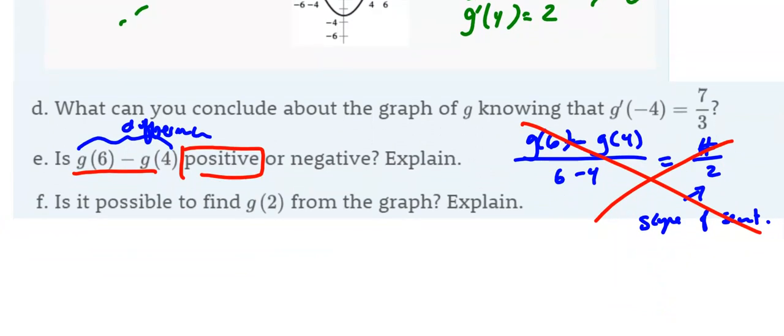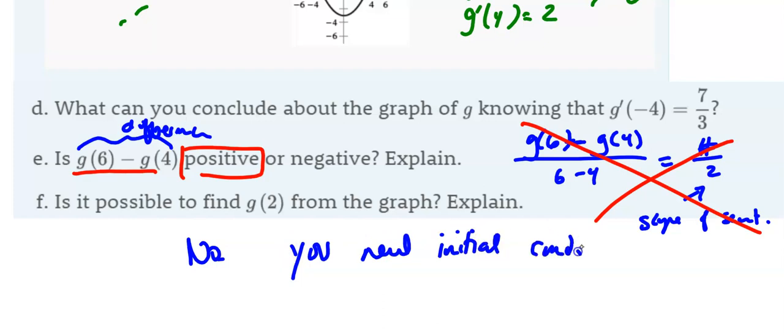F, just quickly, is it possible? No. You need a starting condition. You need an initial condition. And that's going to be something that we'll investigate in February. So you need an initial condition, really March. Okay, not possible. You can find slope values from an original function graph. You cannot find original values from a slope graph.